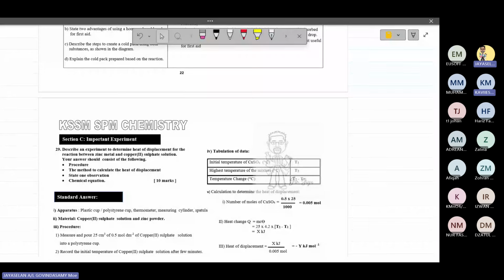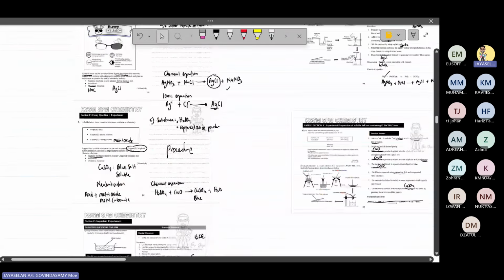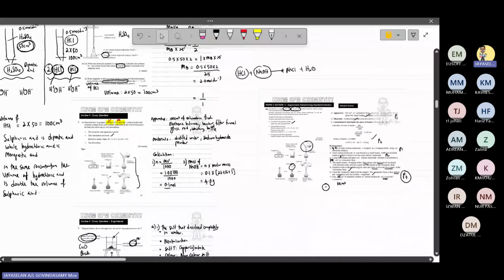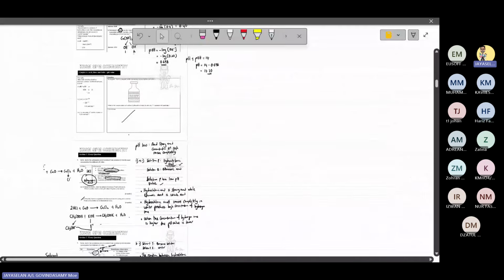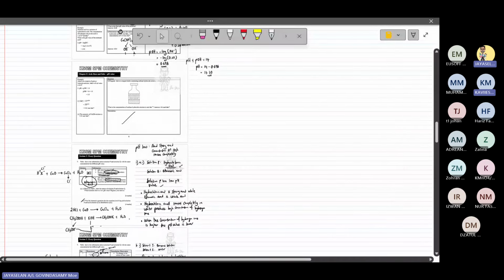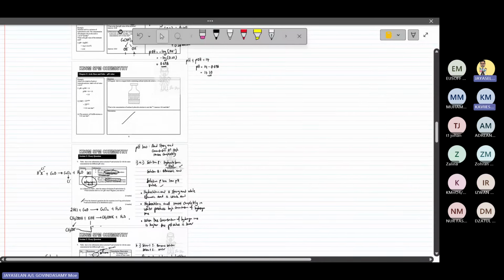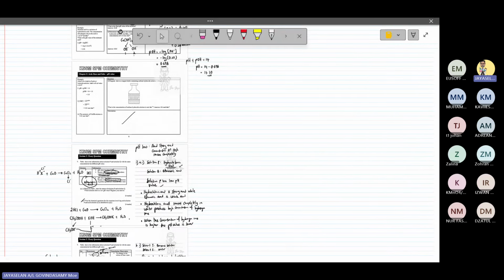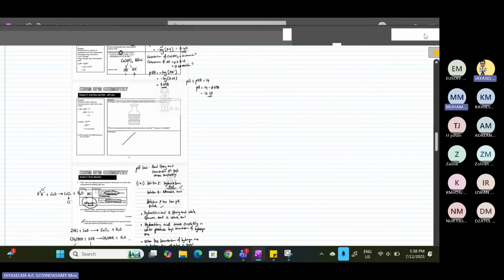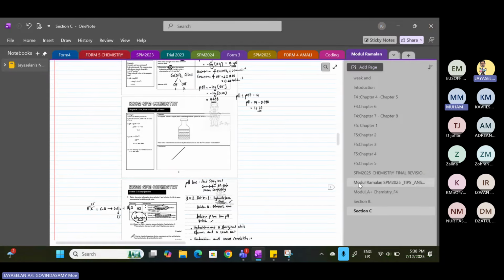Sir, what to focus on for redox, sir? Redox, I already told you what. Redox, you focus on the module kasih jadi, all the equation. All the equation, electroplating. Sir, do you think the rusting, how to remove rust is going to come out? Rusting, how to remove rusting?